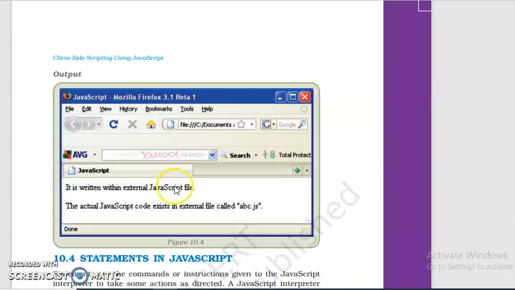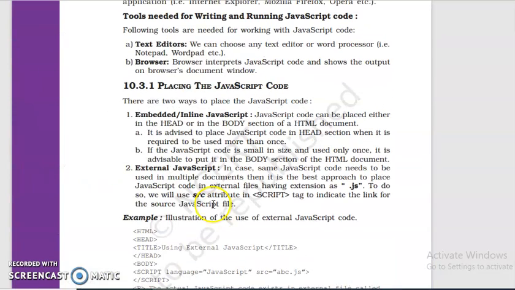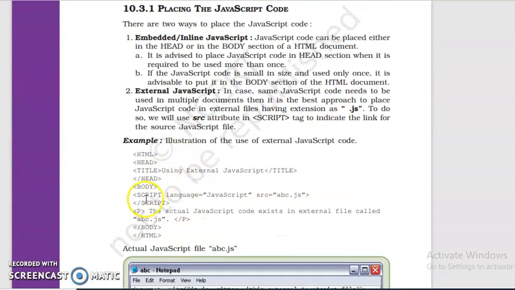You can see it is written. This is the output of the above program. It is written within the external JavaScript file, and the actual JavaScript code exists in the file called abc.js. You can see this is the content. Here this is the script language. Here the source. In the source, the reference is abc.js.